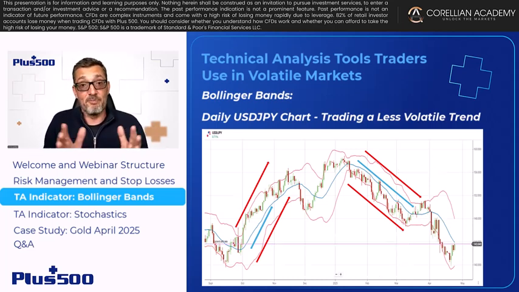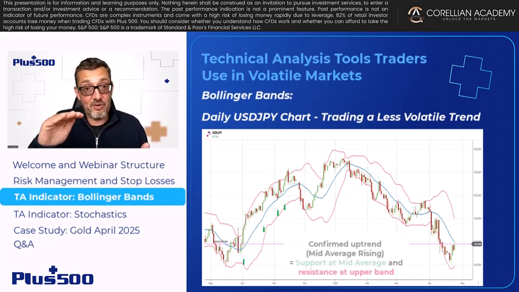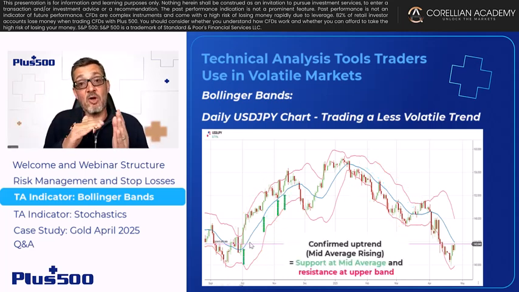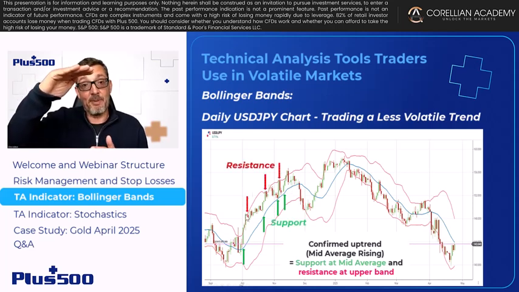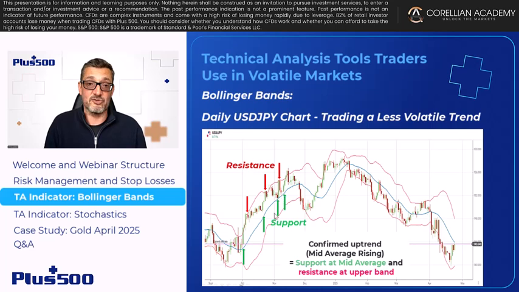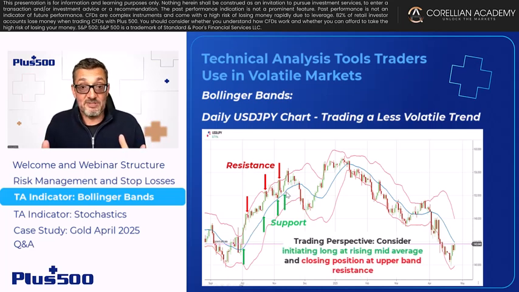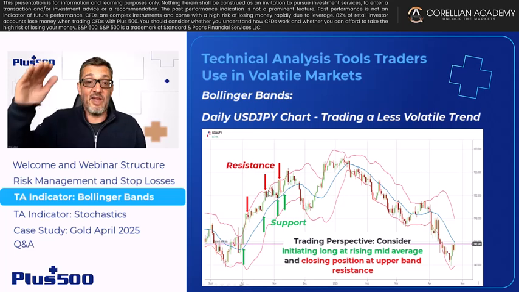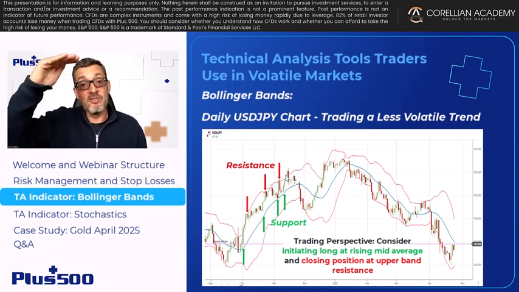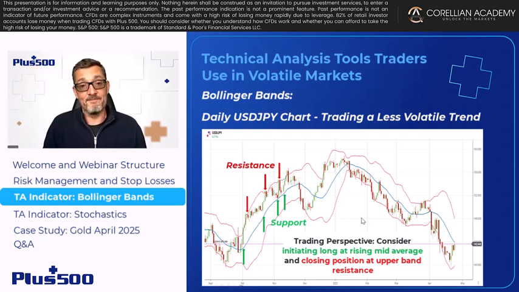When observing this type of Bollinger Band setup within an uptrend where the mid-average is rising, prices can find support at the mid-average and resistance is offered by the upper band. And this can be seen on screen right now. From a trading perspective, we may look to go long of the CFD against the support offered by the rising mid-average, looking to close out the position as prices approach the resistance marked by the upper band.